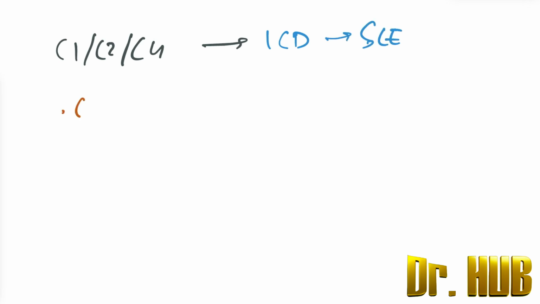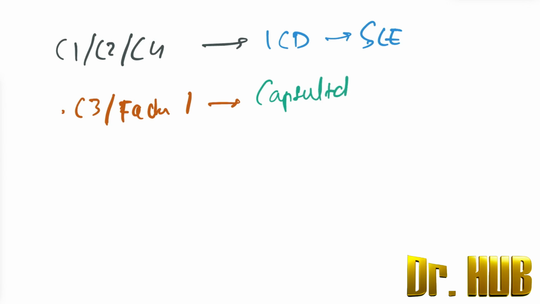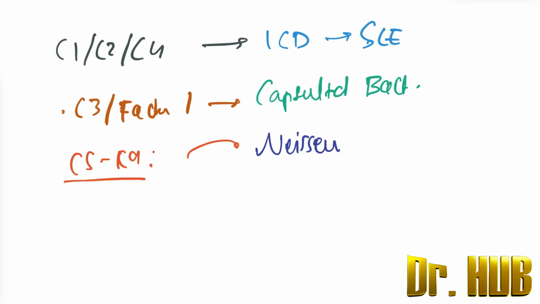Next, let's look at C3 and factor I. This is susceptible to the capsulated bacteria. Next is C5 to C9. What is seen in C5 to C9? It is a susceptibility to Neisseria.